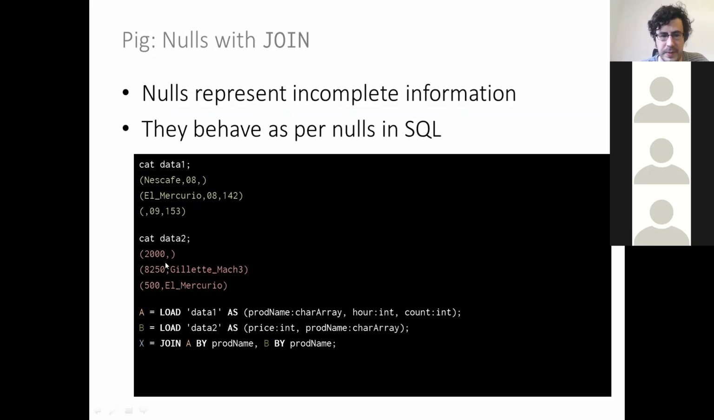So the first question would be, will this tuple here with a null join with anything here? Will it join with everything? Will it join with just the null here? Will it join with nothing?